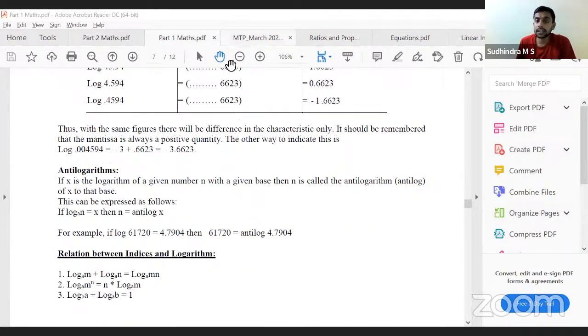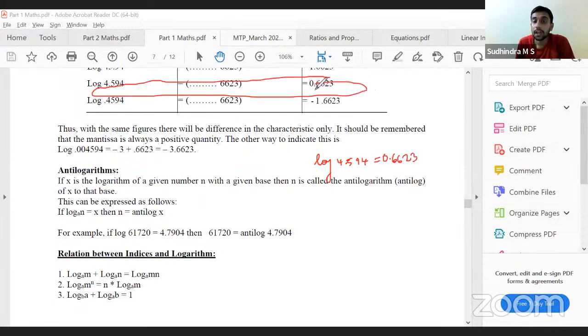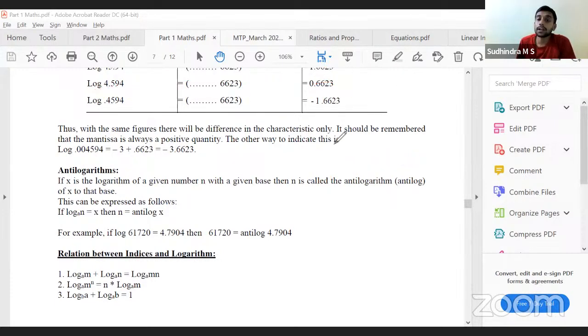Now, as I discussed, we know that in this case, logarithm of 4.594 is 0.6623, right? In this table we have seen. If I want the reverse of it, we call it anti-logarithm. If x is the logarithm of a given number n with a given base, then n is called the anti-logarithm of x to that base. So in our example, we said 2 to the power of 3 is 8. So how do we represent it in terms of log? Log 8 to the base 2 is 3.